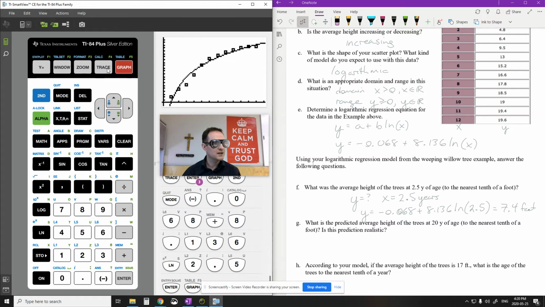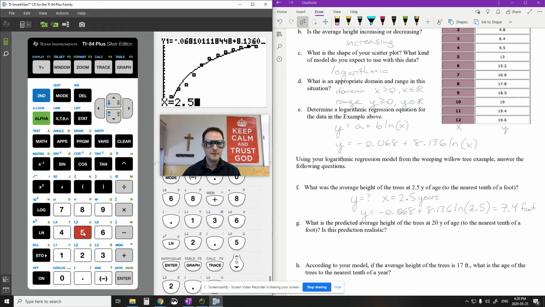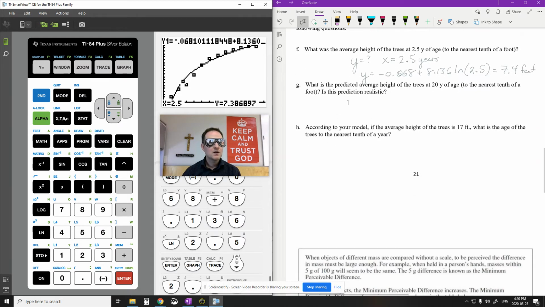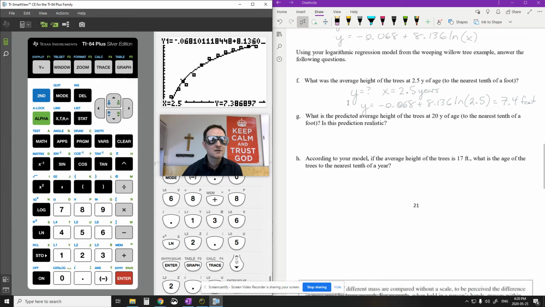So I'm going to go trace, because remember, with trace you're allowed to change your x values. Now I want to change it, but at the top there, it says P1, L1, 2. You want to hit the down arrow until it says the equation of the graph. You get all these decimal places here. And then I'm going to hit whatever x value I want. So 2.5. Enter. You can see there, it gets 7.4 as well. So that's perfect.